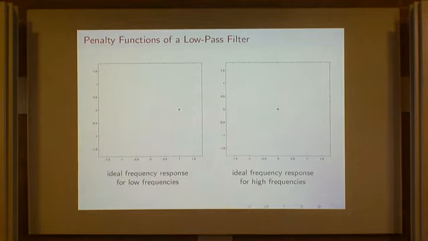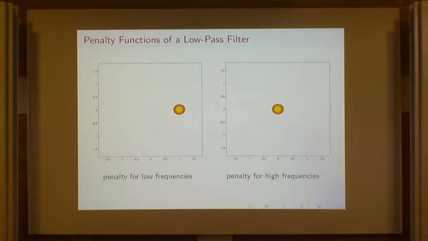So let's look at an example. Here we have a low-pass filter, which means if we have low frequencies, the frequency response function is 1. These harmonic oscillations go through, and it is 0 for high frequencies. This is the ideal frequency response which we would like to have, and we define a penalty.